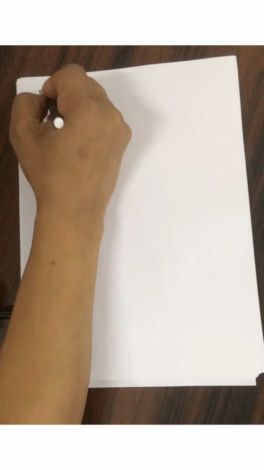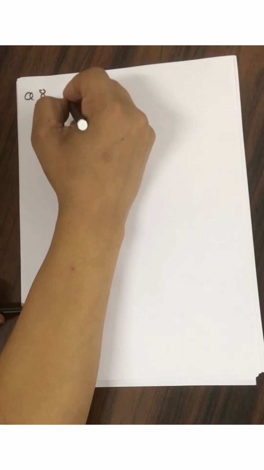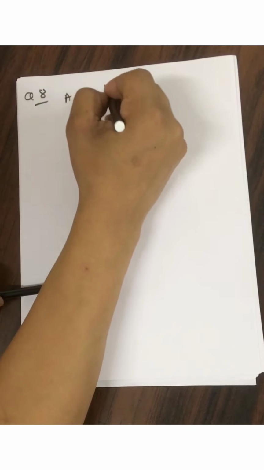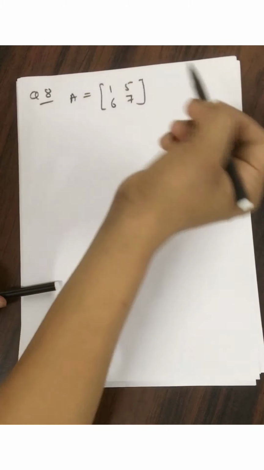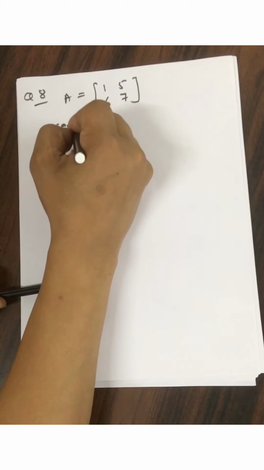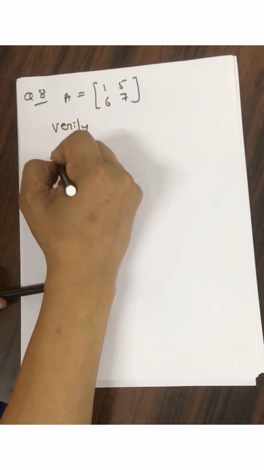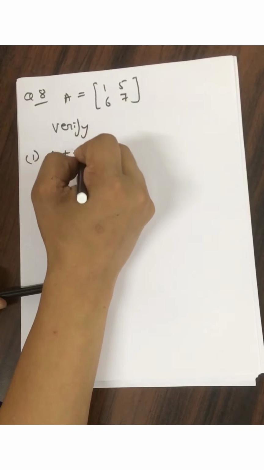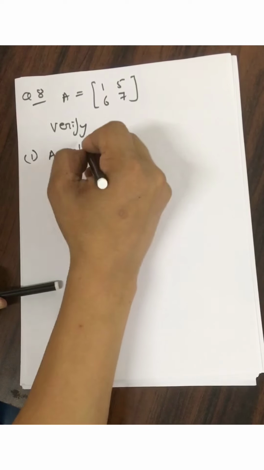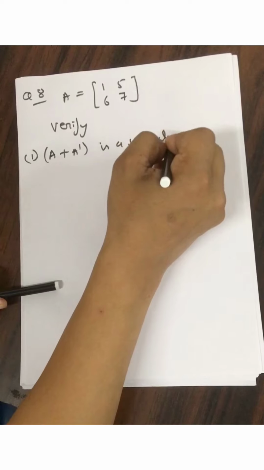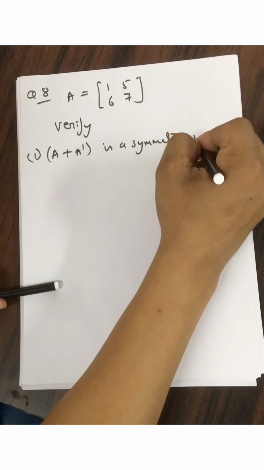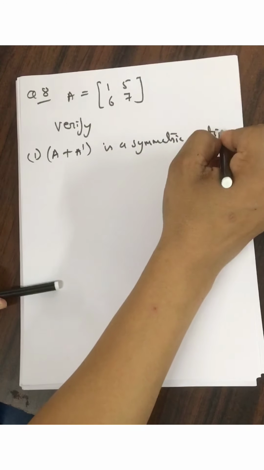Let's move on to question number 8. Matrix A is given as 1, 6, 5 and 7. Now you have to verify first that A plus A dash is a symmetric matrix.